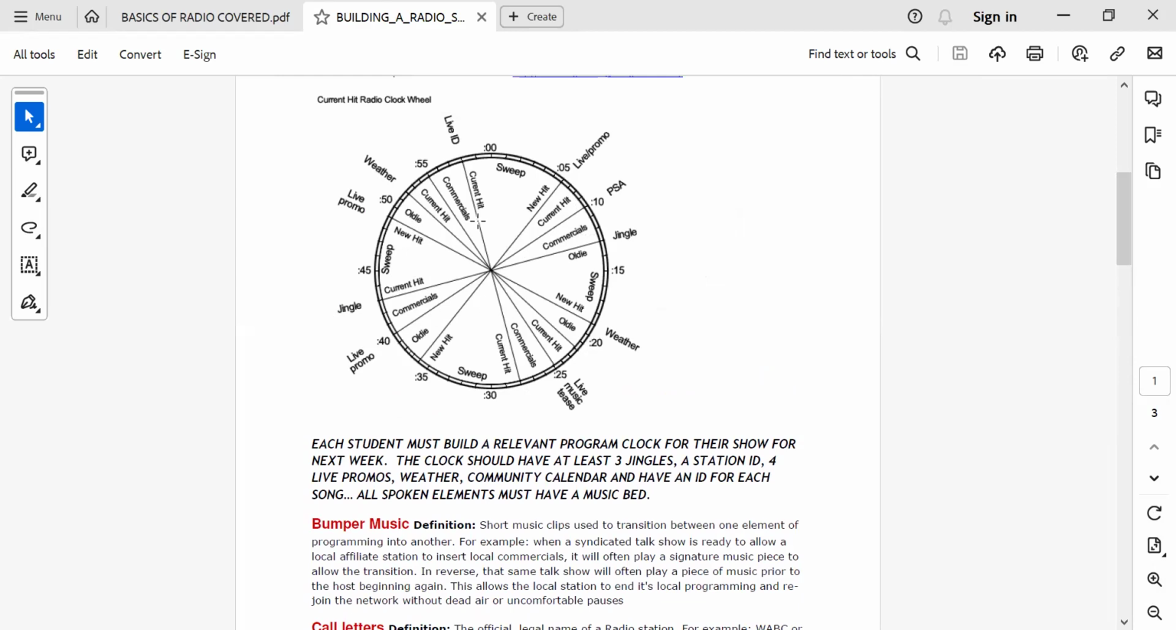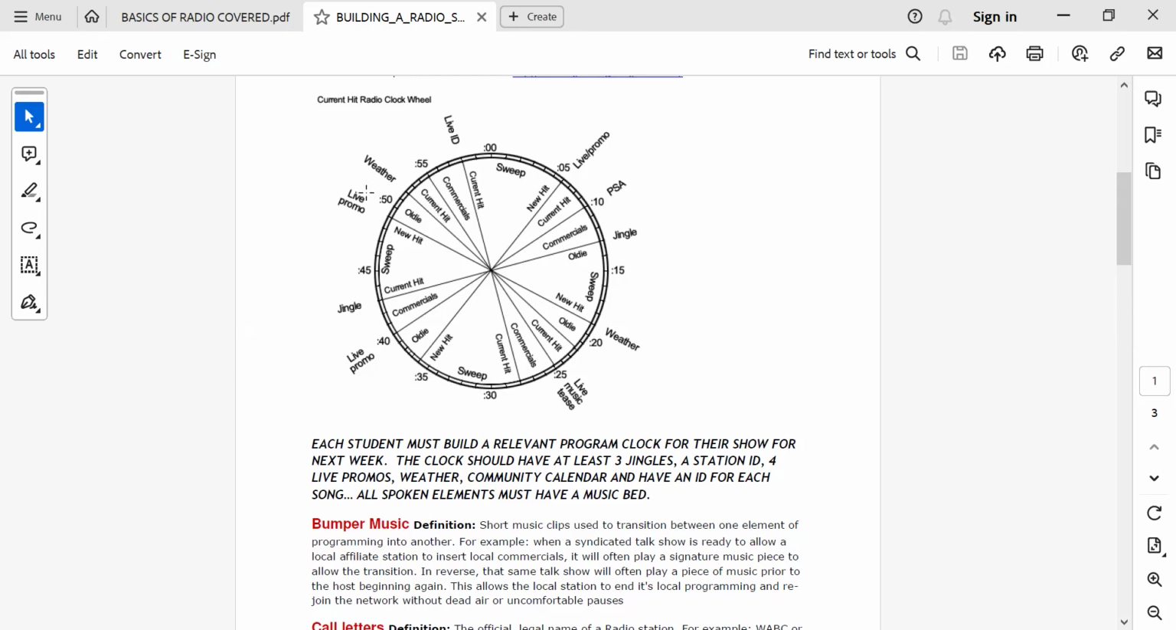I know I included this one in my book. It is quite common when you go and look up Google or some clocks, whatever it may be, right? So here, for example, it's a bit all over the place. We've got weather here. We've got current hits, commercials sitting there, all these new hits, current hits, commercials, another sweep of music over here. You can see that there are no actual links put into this clock, right?